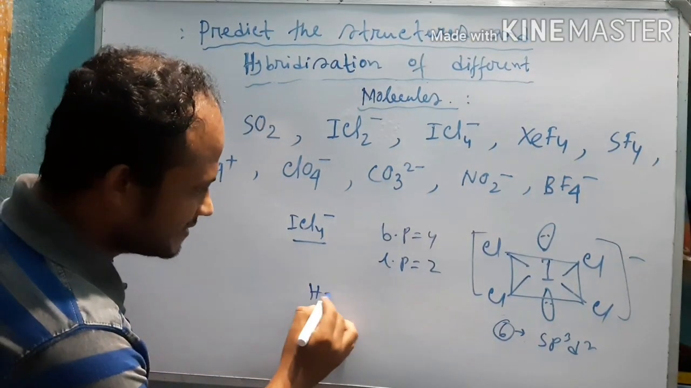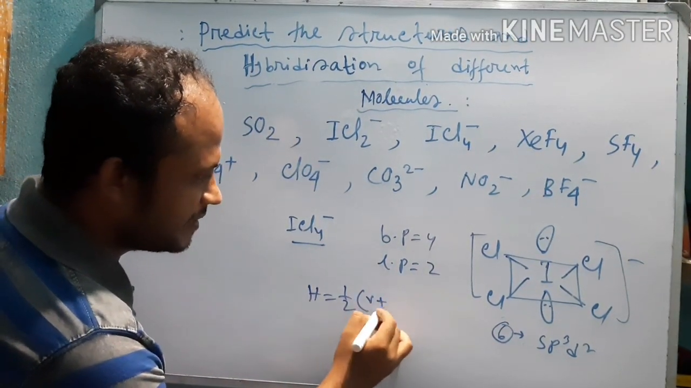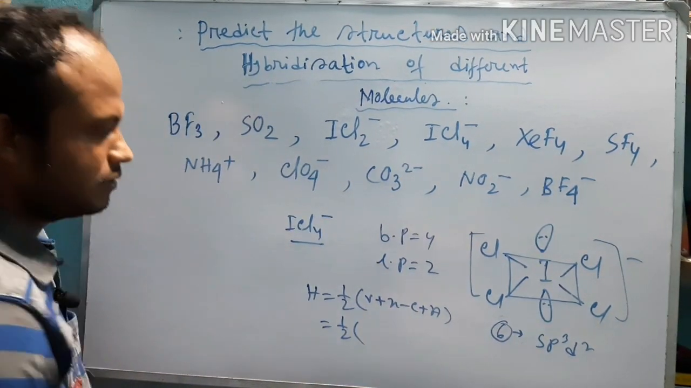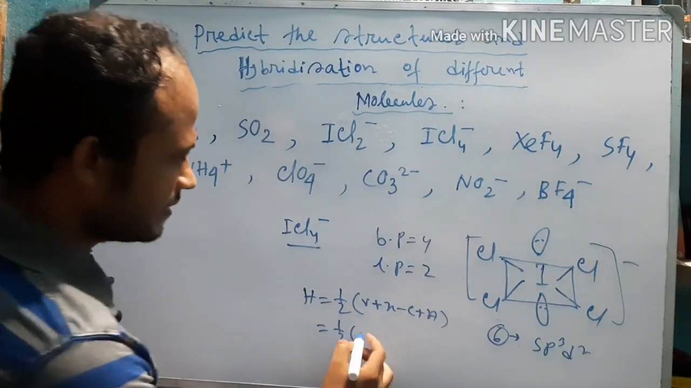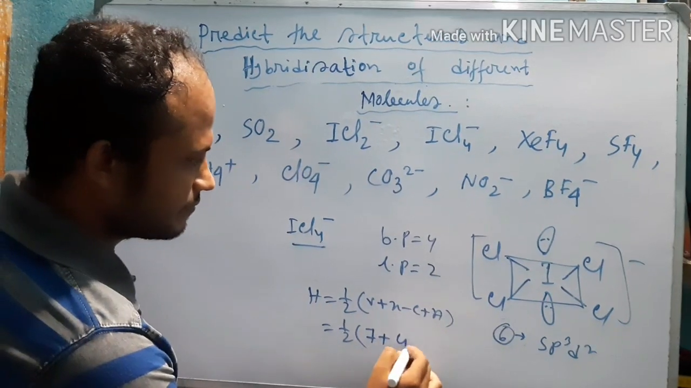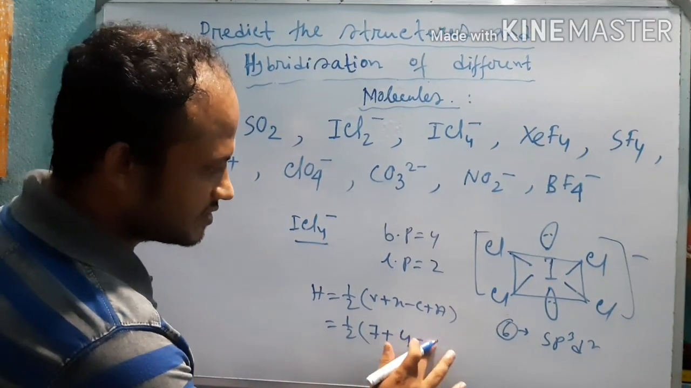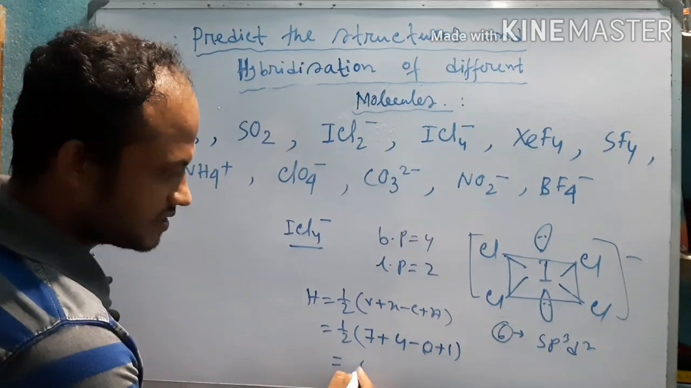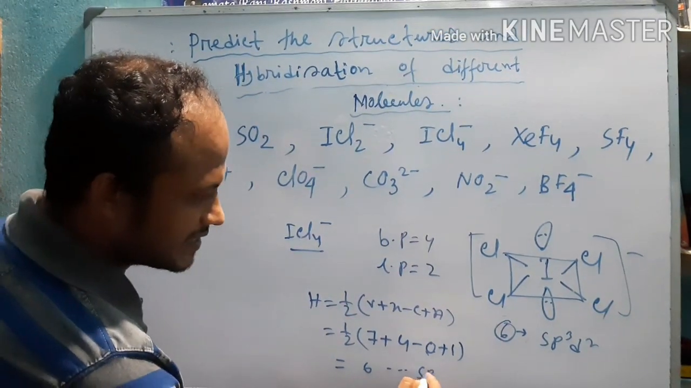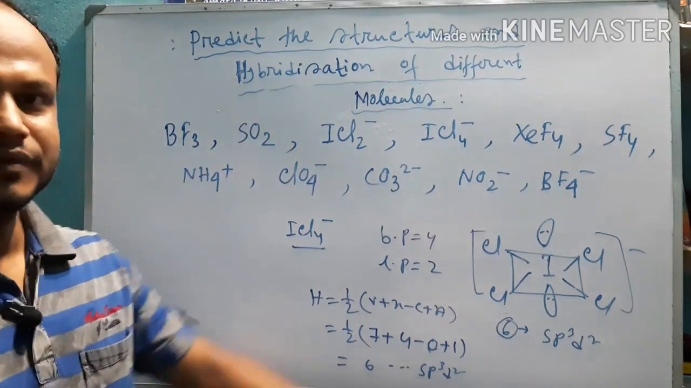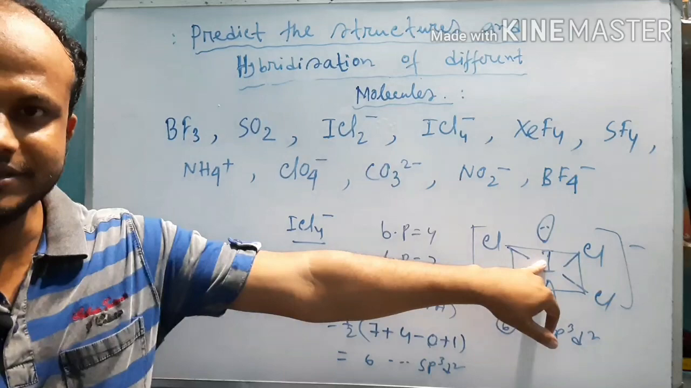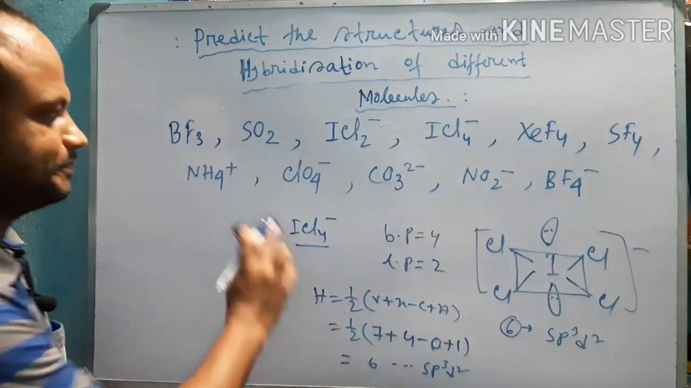If we use the formula, that is H equals half of V plus X minus C plus A. The valence number of electrons is 7, plus monovalent 4, minus C, that is 0, and A, that is 1. So 6. 6 means sp3d2. And here the structure name is square planar and the hybridization of iodine is sp3d2.